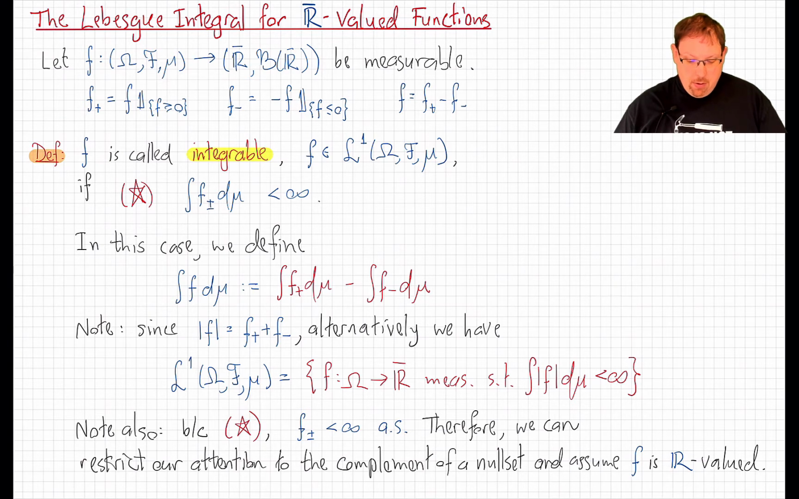And therefore, by restricting our attention to complements of null sets, we may as well assume that our functions are always actually real valued. That doesn't mean that they can't explode as you approach some asymptote, like in the classical Riemann integral case. It just means that the actual value at any point may as well be assumed to be a real number. With this definition in hand, we can now proceed to state and quickly prove all of the basic properties of the integral for non-negative functions which hold for L1 functions.